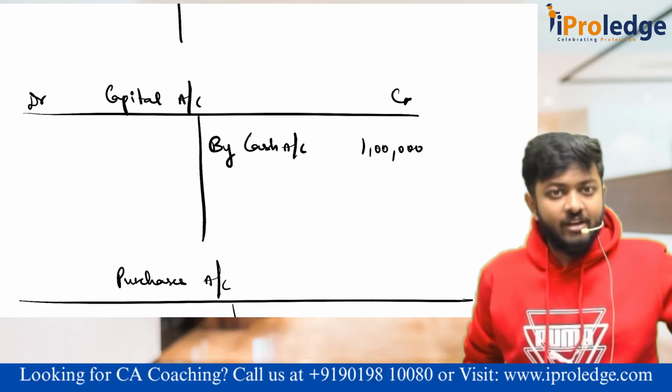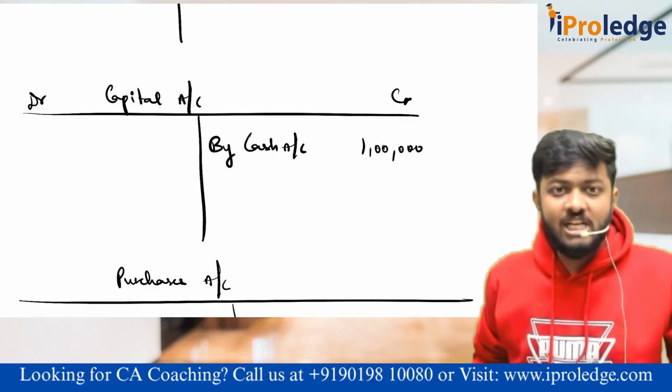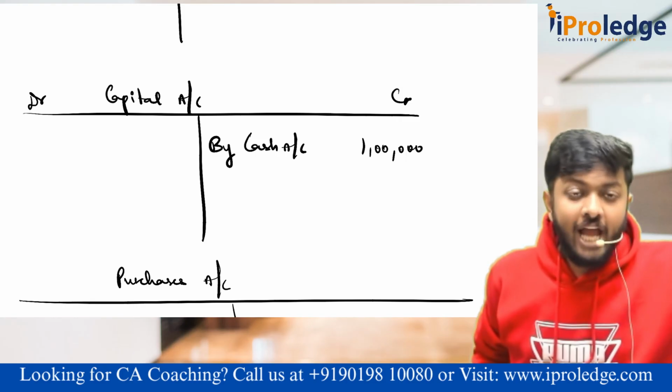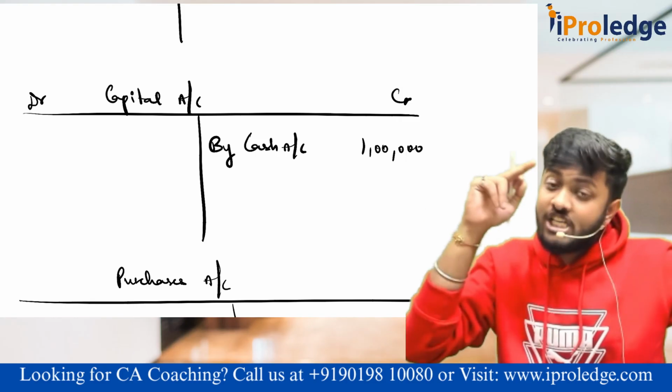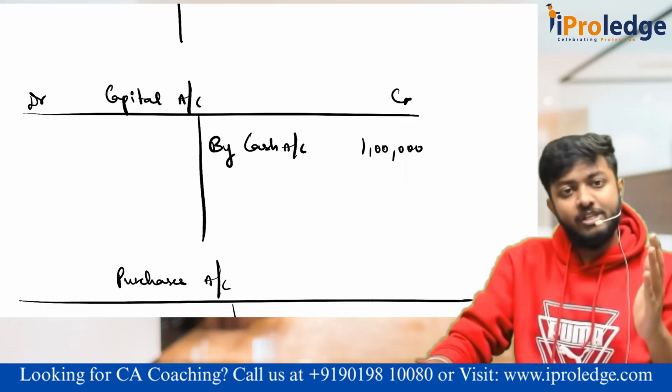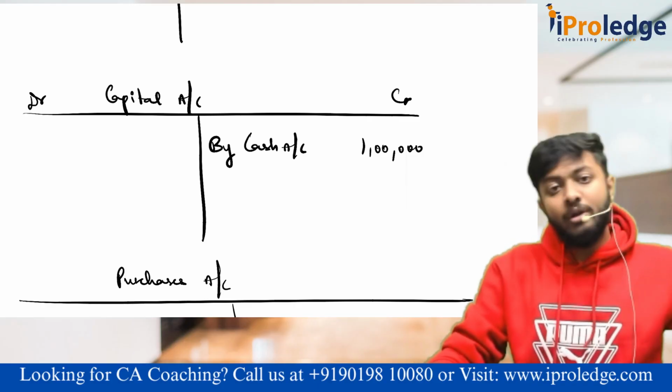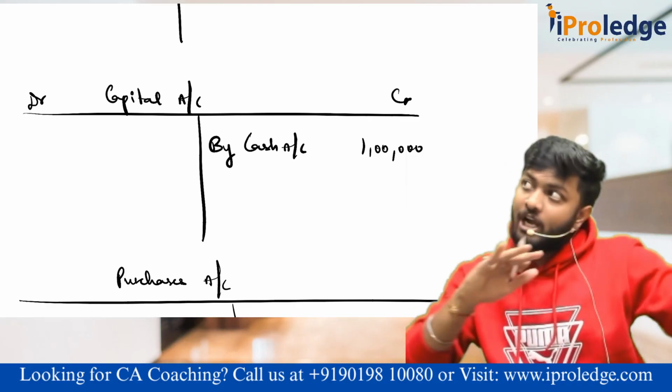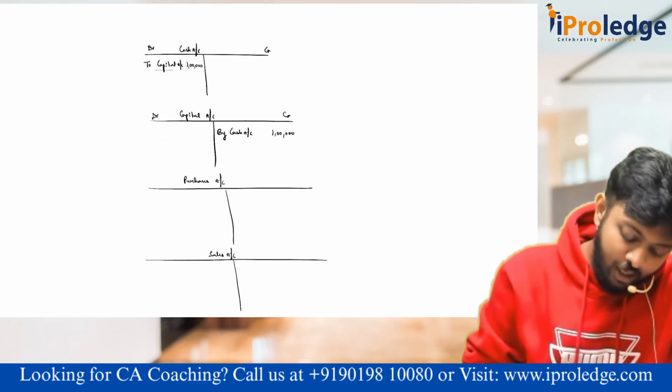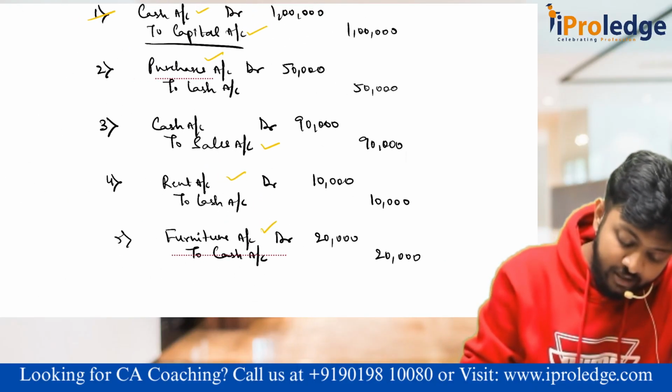See the journal entry and say, suppose we are talking about cash ledger account. In the journal entry, cash account is debited. In cash ledger also, it will come in the debit side. In the journal entry, capital account is credited. In capital ledger also, it will come in credit side. So simple. Now with this ideology only, we'll post all the entries.